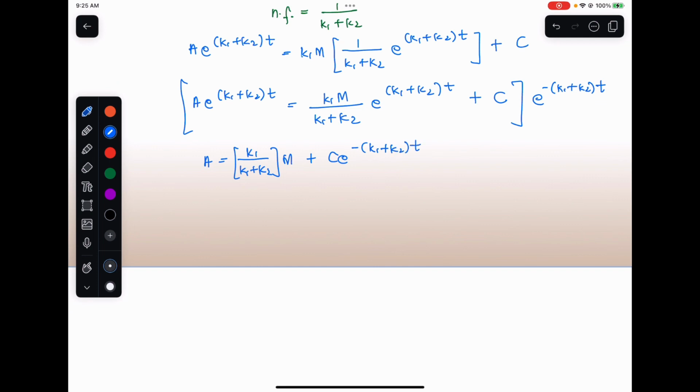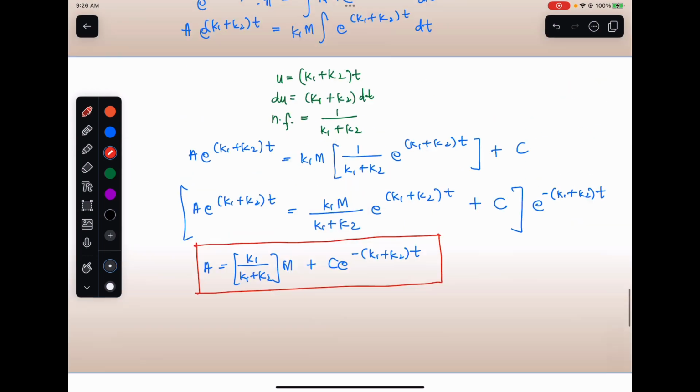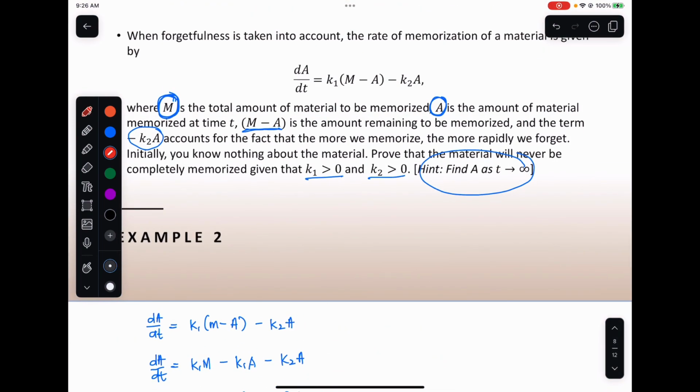Okay, so this is our working equation now, that the amount of the material that we memorize, or that we can memorize, would be K1 all over K1 plus K2 times M, and then plus C e raised to negative K1 plus K2 times T. So it says here that we have to show that whatever we're going to do, we cannot completely memorize the given material. It's because we're going to forget something. So definitely we'll be able to forget something.